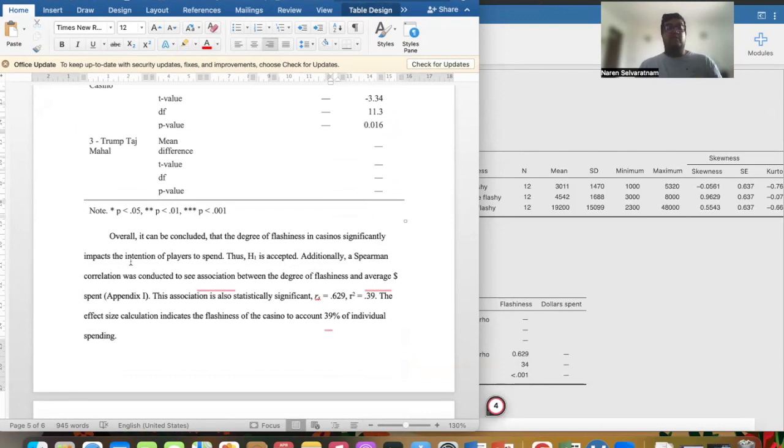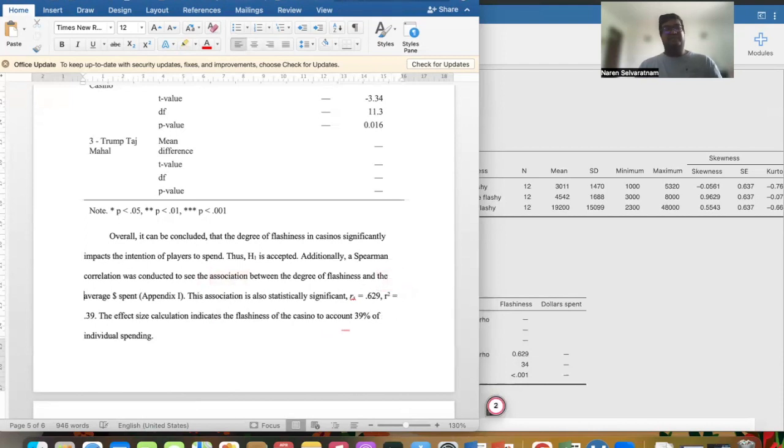Additionally, a Spearman correlation was conducted to see the association between the degree of flashiness and the average dollars spent. This is, of course, not required, but I just ran it, because I just wanted to see that as well. The association is also statistically significant, RS, that's Spearman, with the coefficient of determination, R squared, you can just square this value, 0.629 times 0.629, that is 0.39. So 39% of the dollars spent is accounted by the flashiness.